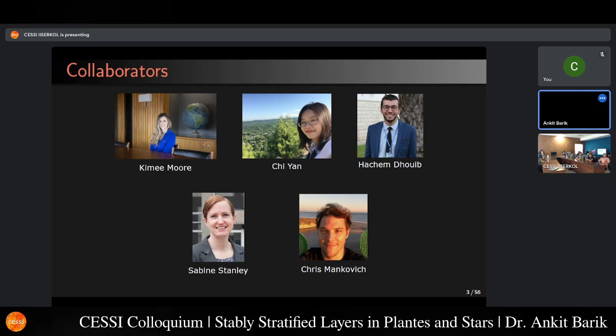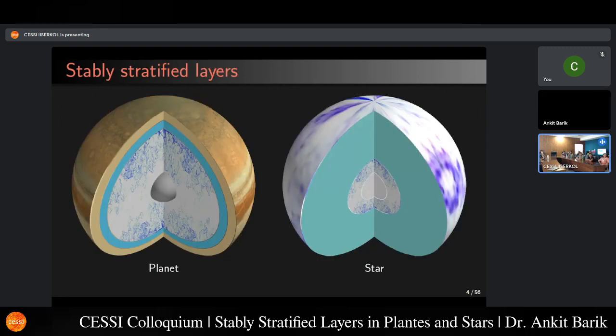These are my collaborators while working on stable layers of planets and stars. Kimi Moore was a member of the Juno mission with lots of experience on Jupiter data and was a postdoc at Caltech, where we did a lot of Jupiter simulations. Chiyan, postdoc in our group, has extensive experience with stable layers in Earth and Saturn. Hashem is a PhD student who I met during the summer school of international physics. And finally, Chris Mankovich does ring seismology, where you can look at oscillations in Saturnian rings, and then you can infer what the interior structure of the planet is. Very similar to helioseismology. So let me jump right into it.